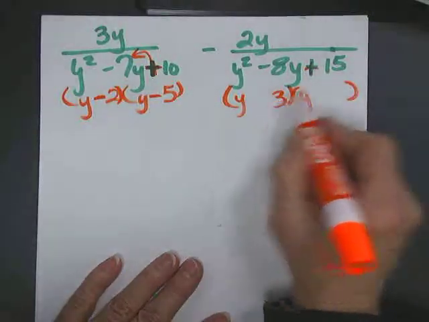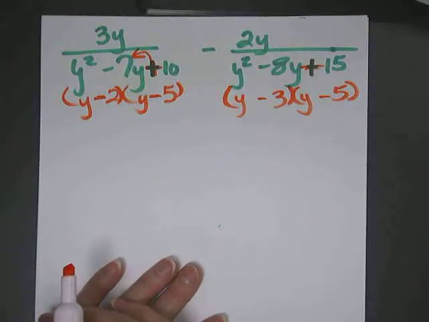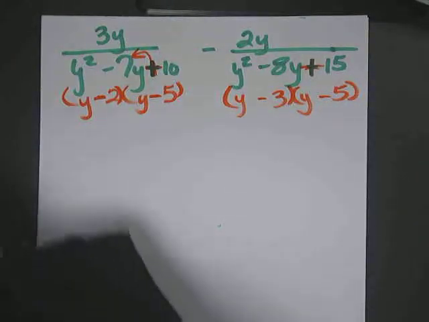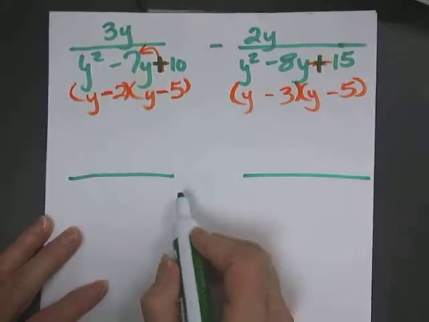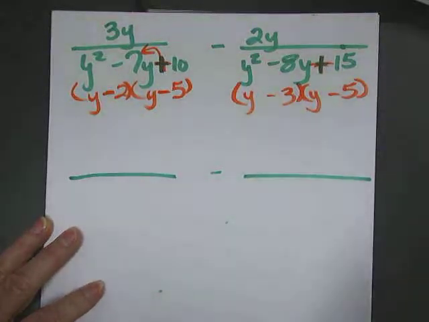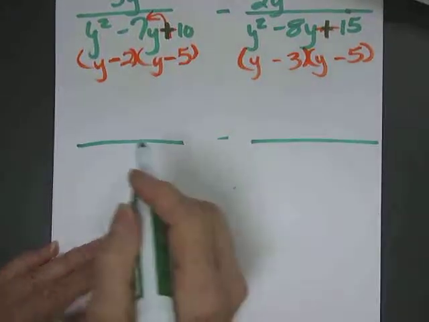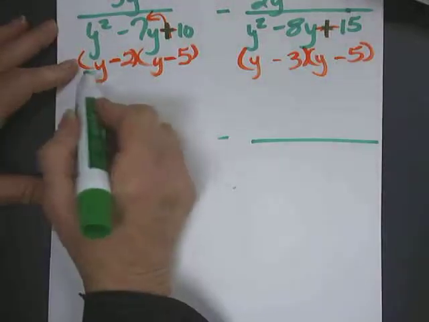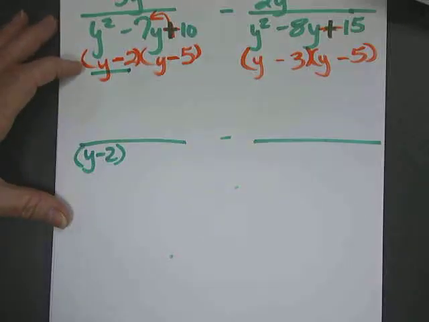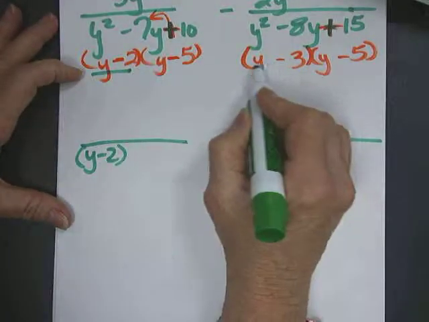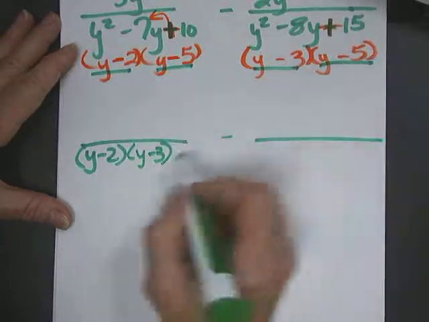Lots of factoring, right? For this one, y and y, it adds up to 7, 2 and 5, and we need a negative 7, so both negative. Same sum means same sign. For the other, we have y and y, 3 and 5, they add up to 8, same sign.